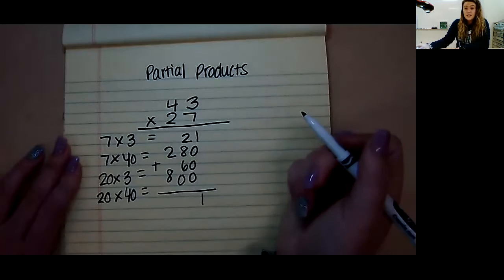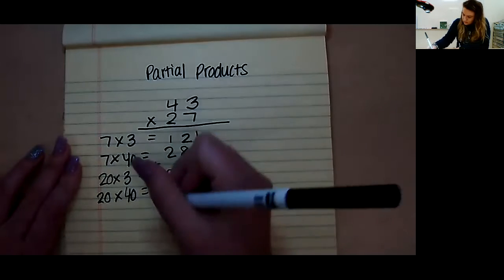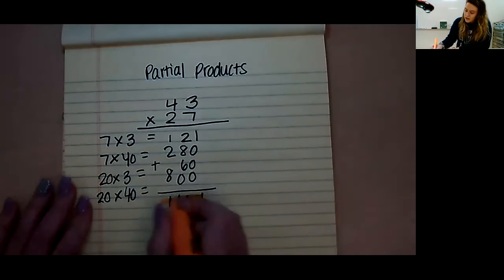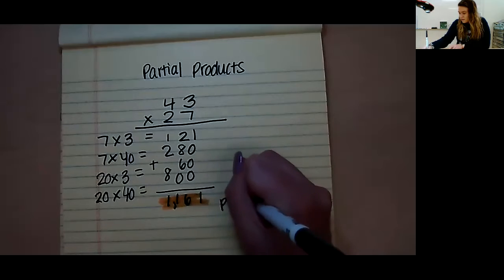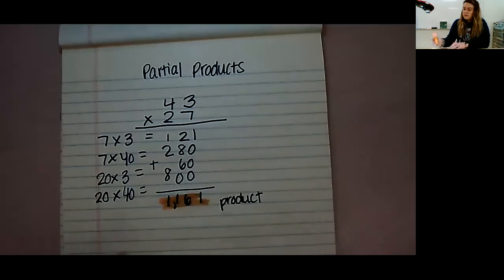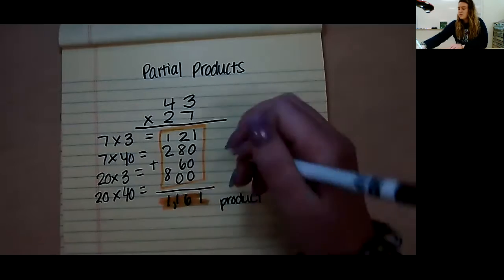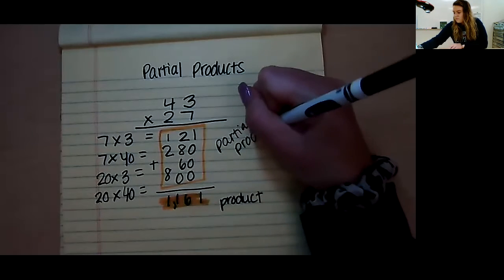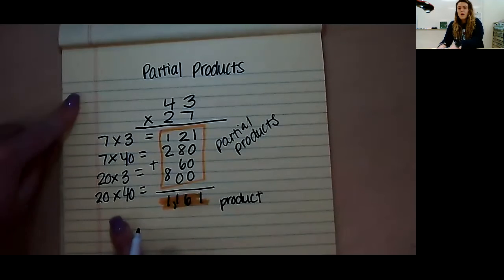Notice I have the same numbers that I did for the area model. And look at that, we get the same answer. So again, here's going to be my product, and here are all my partial products. All these were what we wrote in the box in the area model.